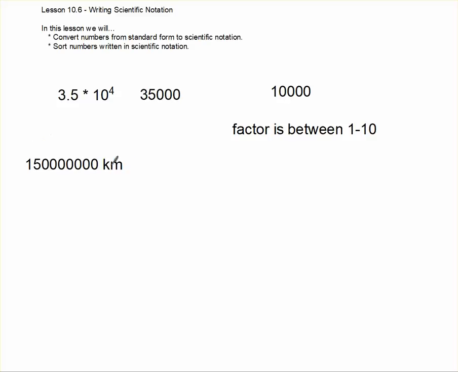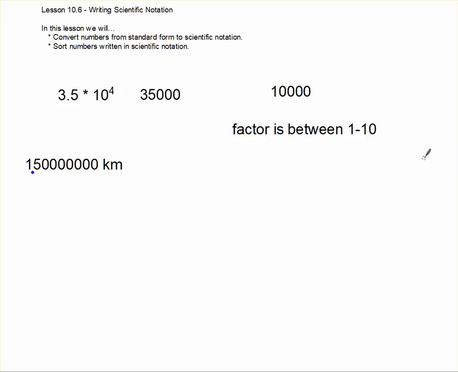Obviously, if I put the decimal point here, it's certainly not going to be between 1 and 10. But if I go all the way over to right here, boom, if I put the decimal point right here, that is a number that's between 1 and 10. If I put it here, that's 15. If it's here, that's nothing.